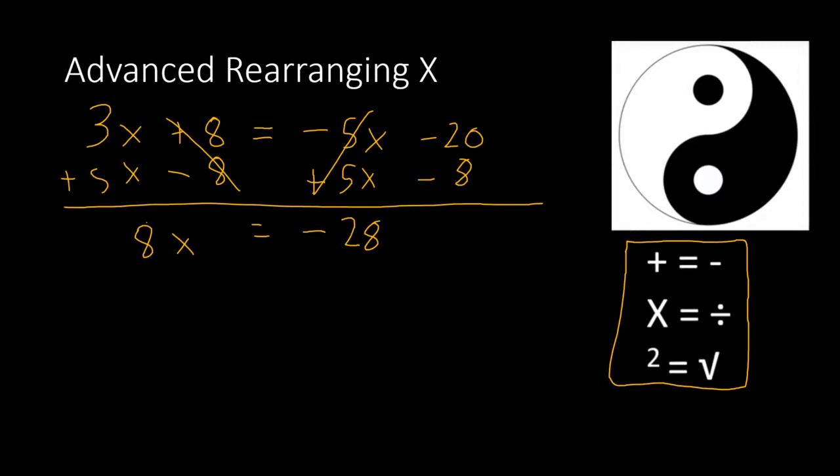And then what's happening between these two variables? Well, if there's nothing in between them, we have to assume it's multiplication. So the opposite of multiplication is division. So divide by 8, divide by 8, and your answer is just going to be negative 28 over 8.